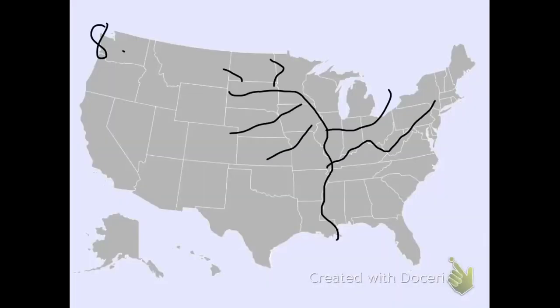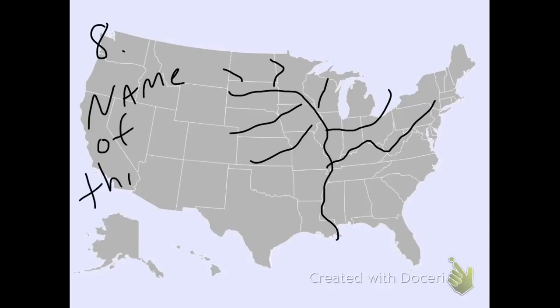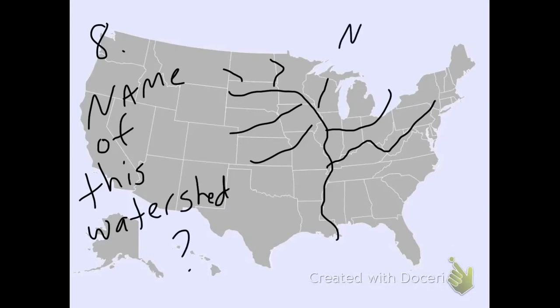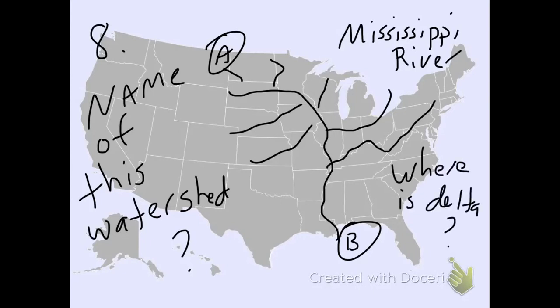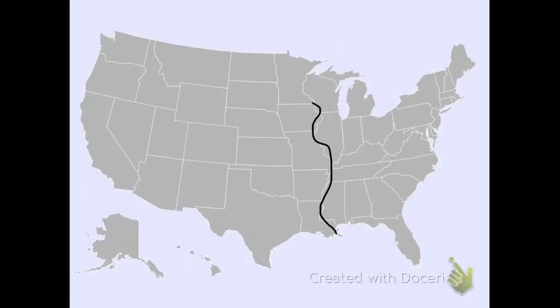Okay, question number 8. Here we are in America, and I've drawn a thing here on the map. And what I want to know about this thing is, what is the official name of this watershed? Well, this is the mighty Mississippi River Drainage Basin, which a drainage basin is also called a watershed. And I have an A and a B marked here on the map. Between A and B, where am I going to find the Mississippi River Delta? Okay, that is at the mouth of the stream, and that is at B.